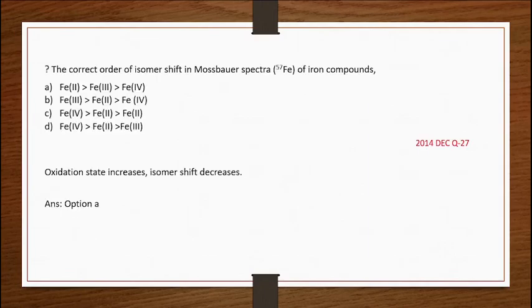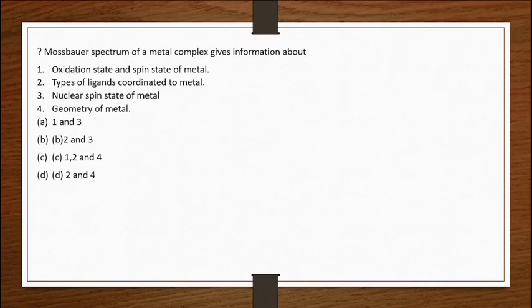So the next question is, the Mossbauer spectrum of a metal complex gives information about: oxidation state and spin state of the metal, types of ligands coordinated to the metal, nuclear spin state of the metal, geometry of the metal. If you know the Mossbauer spectrum of a compound, you can easily identify the oxidation state, spin state of the metal, and also the types of ligand coordinated to the metal.